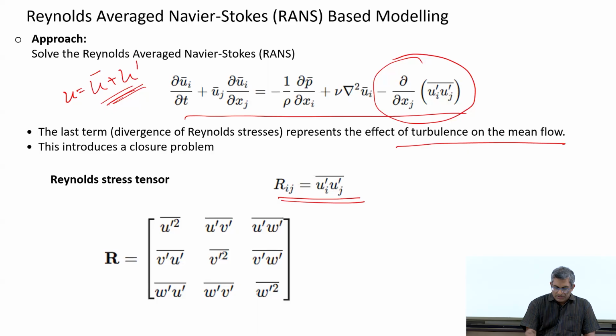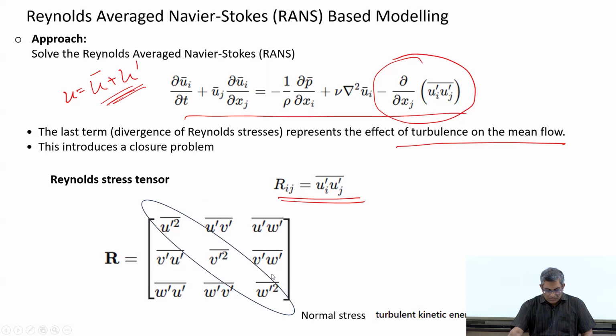Now this brings us to the Reynolds stress tensor, which is shown here. You see that there are 9 components, but the non-diagonal components are symmetric. So eventually here you have 6 components. This is the Reynolds stress tensor. Now, in the diagonal we have the so-called normal stresses, which represent the turbulent kinetic energy, while the off-diagonal terms refer to the turbulent shear stress.